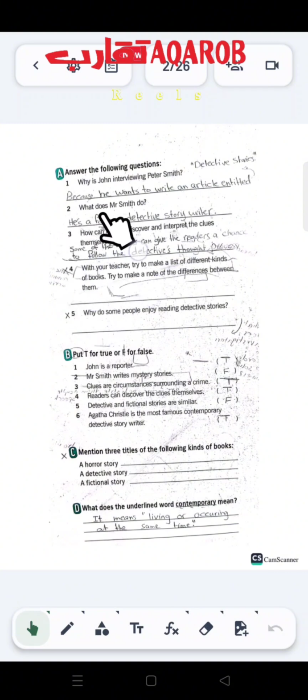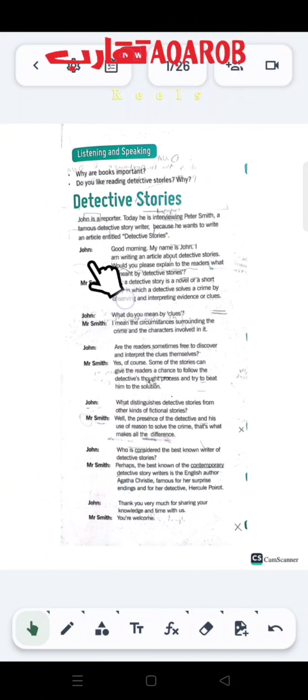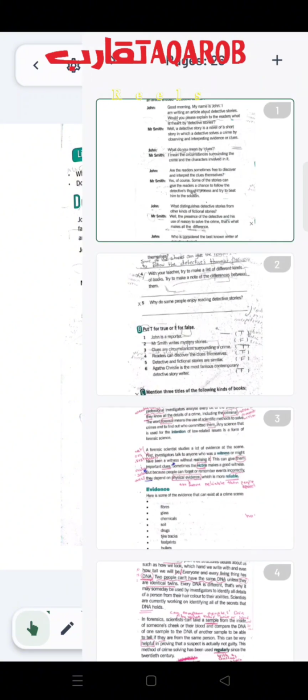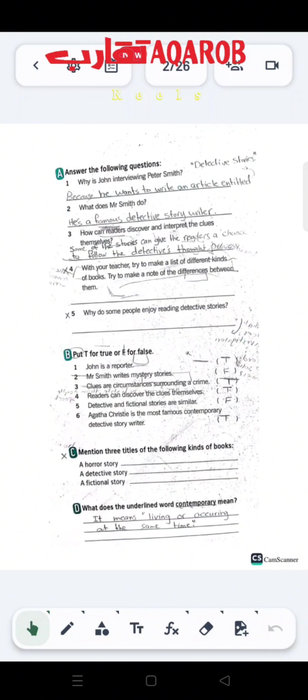Question number 2. What does Mr. Smith do? So, what does he do for a living? So, Mr. Smith, he is a famous detective story writer. Yes, so Peter Smith is a famous detective story writer. This is why John is interviewing him for more knowledge about detective stories.